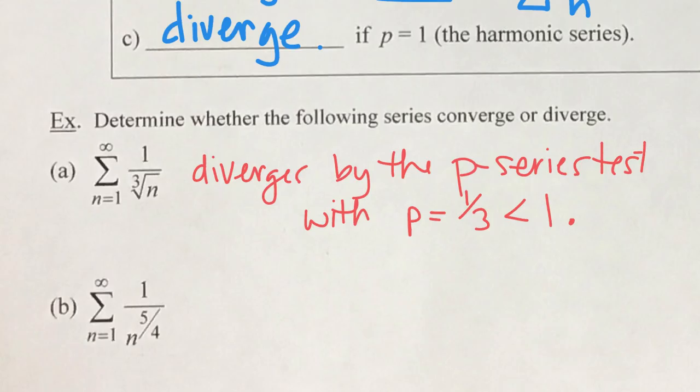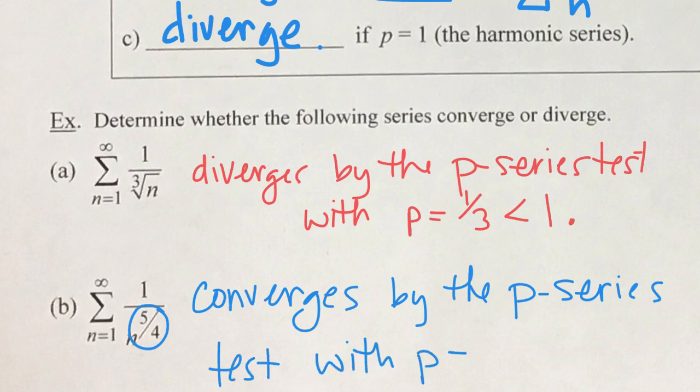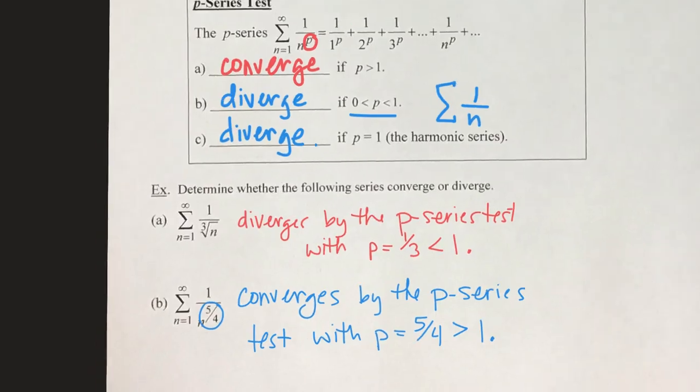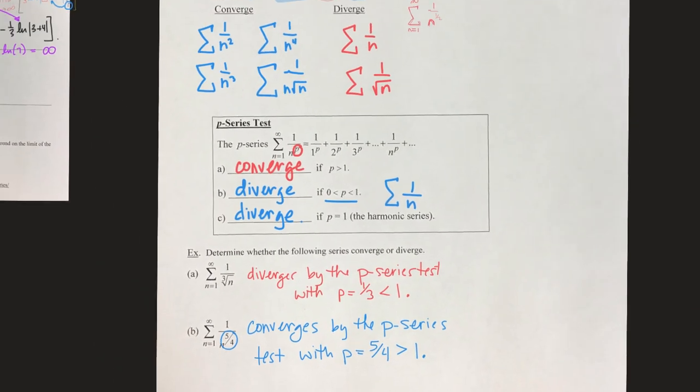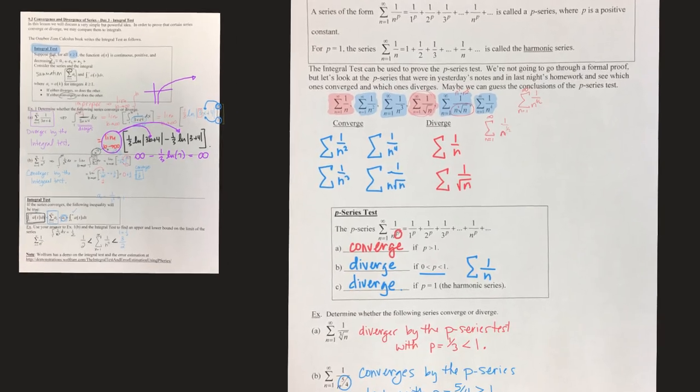Okay, part B, what would you say about this function? Converges or diverges? This one is going to converge by the p-series test with a p-value of 5/4. And how does that compare to 1? Greater than 1. And that's what you have to say if you're going to use the p-series for convergence or divergence. Okay, pretty good stuff.